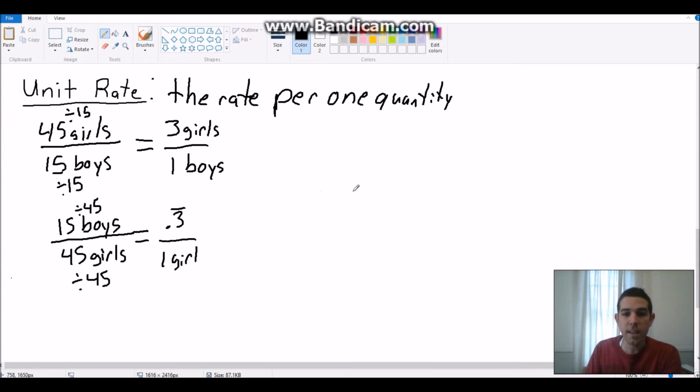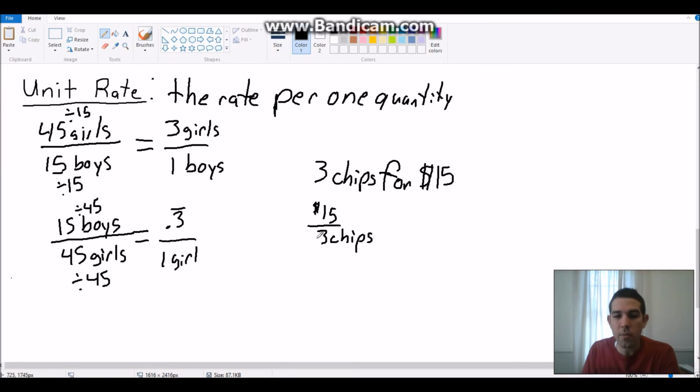Now let's see it again in probably the most common way we're going to see it, and that's prices for things. What if you could buy 3 bags of chips for $15? Alright, so there is our ratio. 3 chips for $15. Let's write this as a fraction and say $15 for 3 chips. Now I'm putting chips on the bottom because that's the one I want to figure out per one. I want to figure out how much one bag of chips is.